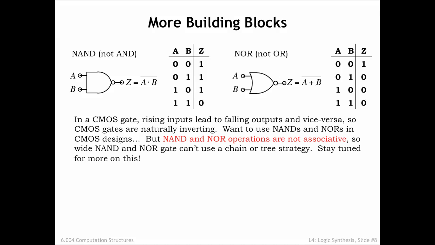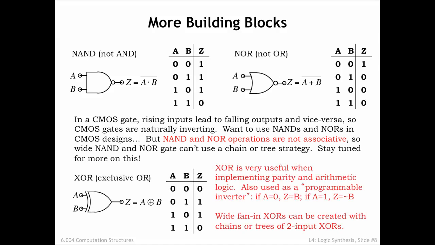Note that NAND and NOR operations are not associative. NAND of A, B, and C is not equal to the NAND of C with the NAND of A and B. So we can't build a NAND gate with many inputs by building a tree of 2-input NANDs. We'll talk about this in the next section too. We've mentioned the exclusive OR operation, sometimes called XOR, several times.